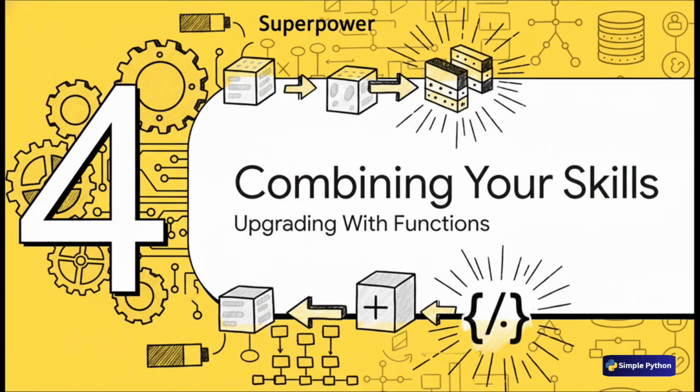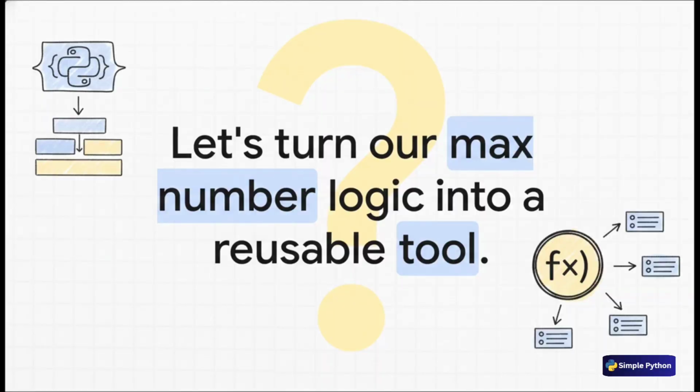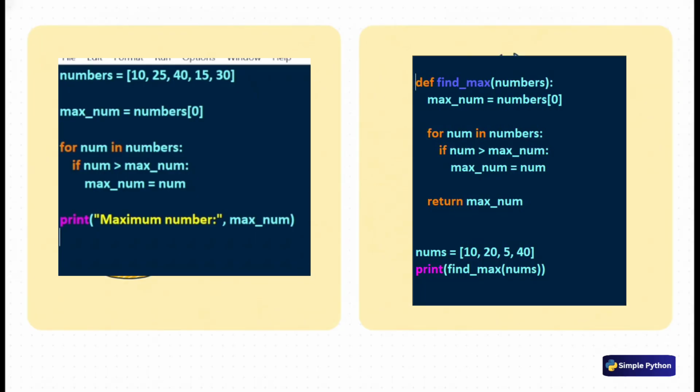All right, now for my favorite part. Let's put this all together. We're going to go back to those little programs we wrote earlier and give them a major upgrade with our new superpower, functions. So you remember our first challenge, right? Finding the biggest number in a list? That code we wrote? It works, but it's kind of a one-trick pony. It's not reusable. So let's see just how much cleaner we can make it by wrapping it up inside a function.